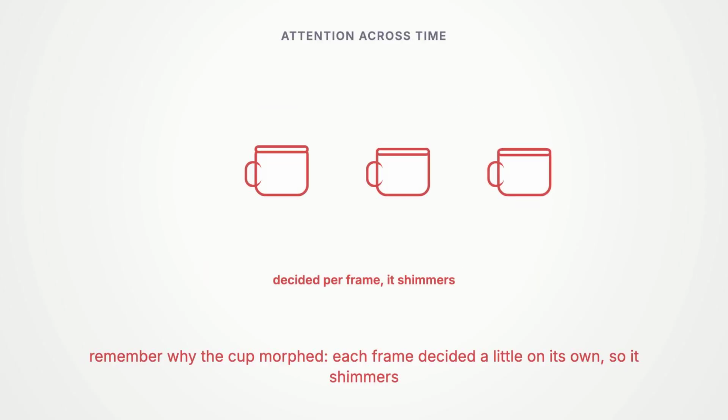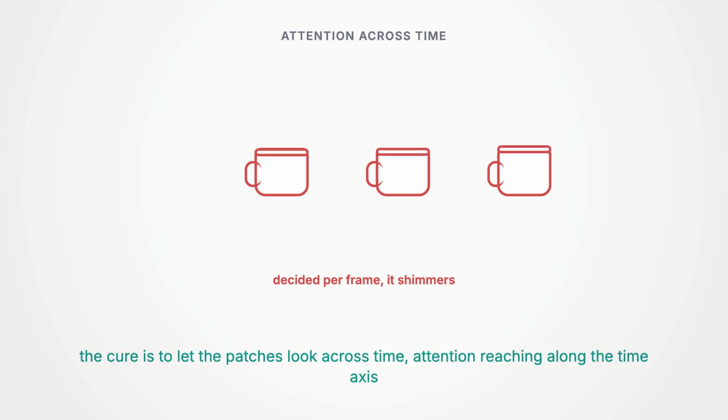Now we can finally beat the villain from the opening, and the fix is almost embarrassingly direct. Remember why the cup morphed. If each frame or each short window of frames is decided a little on its own, you get 100 slightly different cups, and played in a row that is a shimmer. The cure is to let the patches look across time.